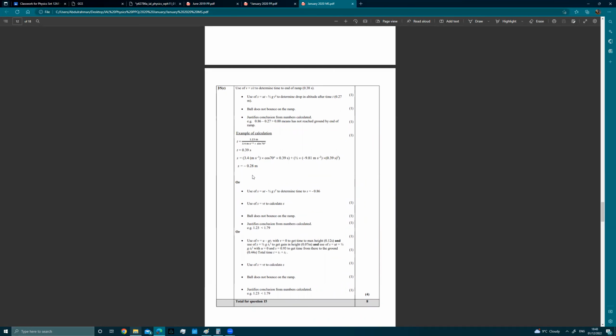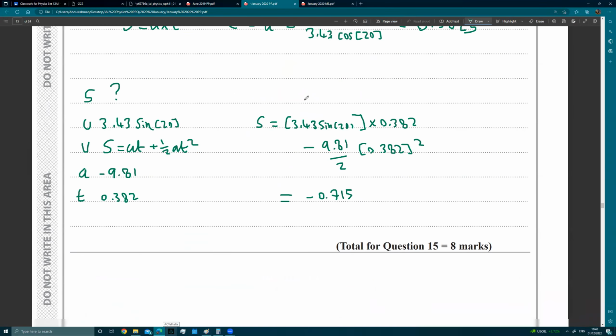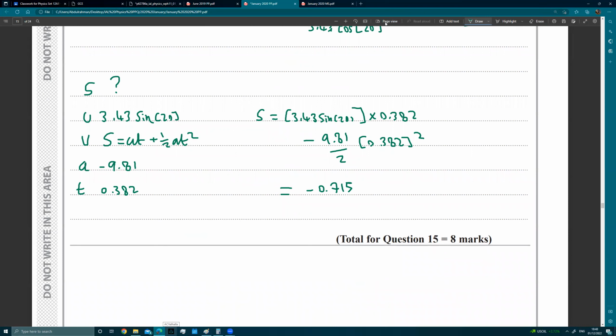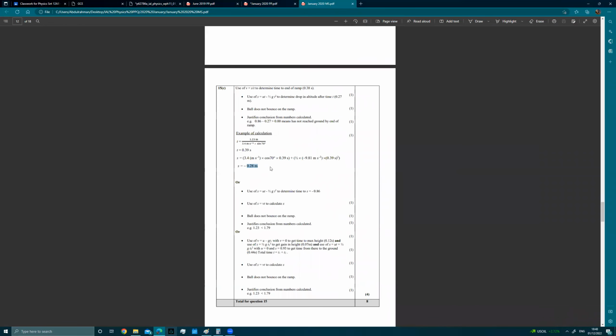Minus 0.28. No one got that, right? Did anyone get minus 0.28? Yes, that's what I said. Minus 0.2676. But that's not 0.28. But that's fine. That's close enough. It just means they've rounded and you didn't round. Yeah, because they used 3.4. You used 3.43. So let's say you use 3.4 instead. What do you get?